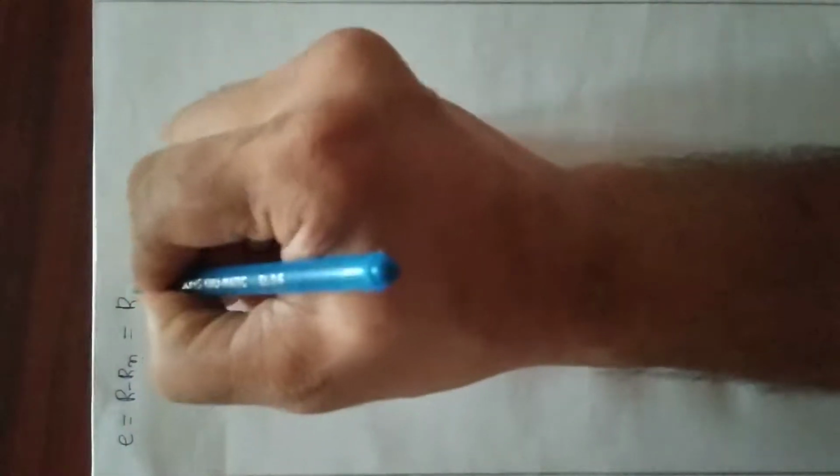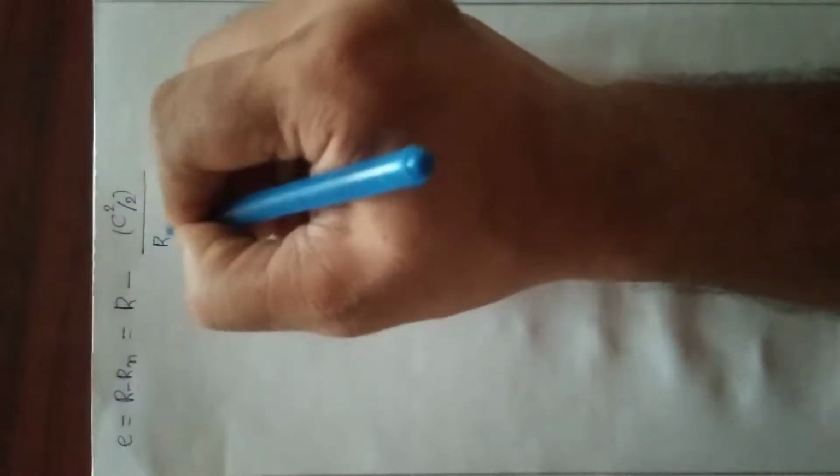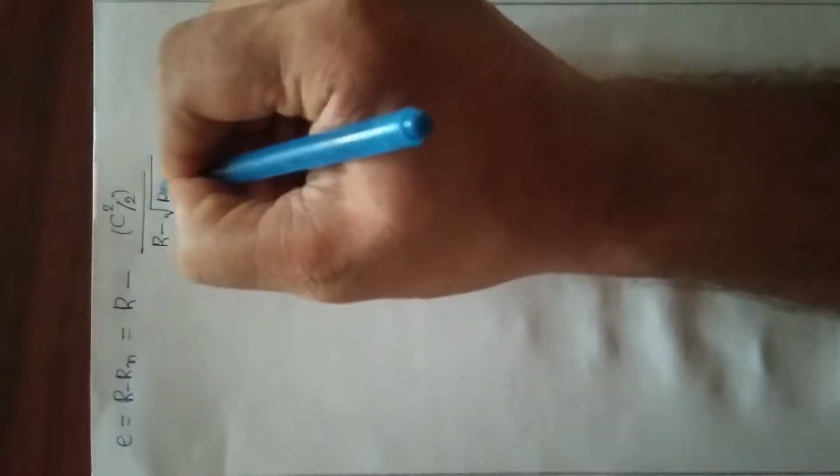Okay. So before I start finding the bending stresses, what I need is the E value. How do I get E? Based on this geometry, I will get the E formula directly from the data handbook, where E is equal to R minus Rn. R minus Rn is C square by 2 whole divided by R minus square root of R square minus C square. I will get this directly from the data handbook.